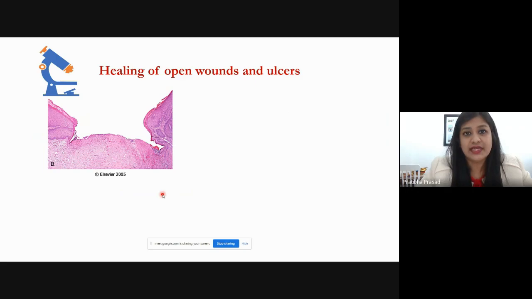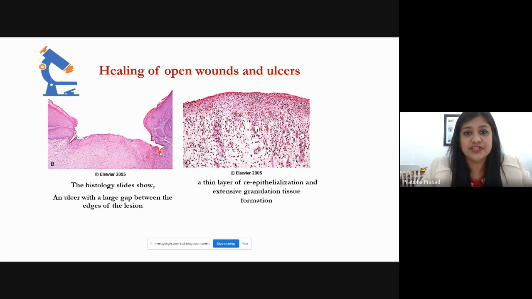So this is an example of the tertiary wound healing. You can see that the wound is quite big. It is open. So this is epithelium and there is a break in the continuity of the epithelium. That's nothing but the wound, yeah? So there is a large gap between the edges of the lesion. Here you will see extensive granulation tissue. Can you see these structures here? Yeah? These round structures are your blood vessels, okay?